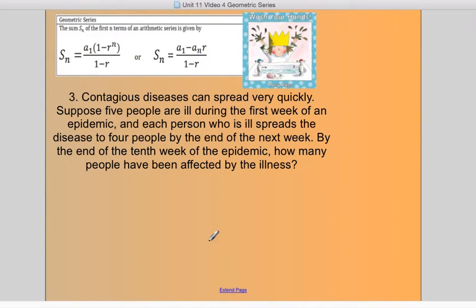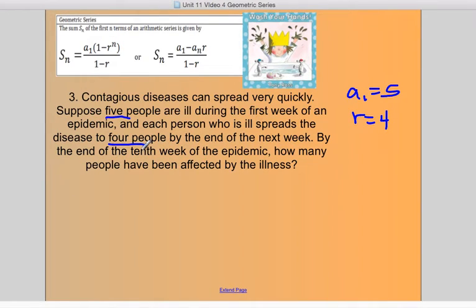Contagious diseases can spread very quickly. Suppose 5 people are ill during the first week of an epidemic. So we're starting with 5 people, so a sub 1 is 5. And each person who is ill spreads the disease to 4 people. So our ratio is 4 by the end of the week.